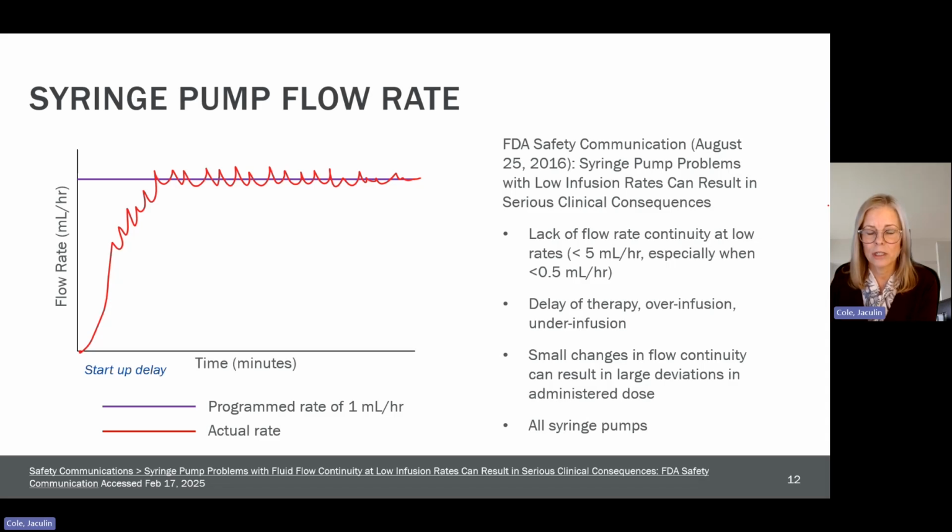of this information. And although the safety communication was issued in 2016 and applies to all syringe pumps, its content and recommendations remain relevant today because syringe pumping mechanisms still consist of a stepper motor and lead screw, and not all healthcare professionals who use or manage syringe pumps are aware of this information. So let's take a closer look at factors that influence startup delays and flow rate continuity.